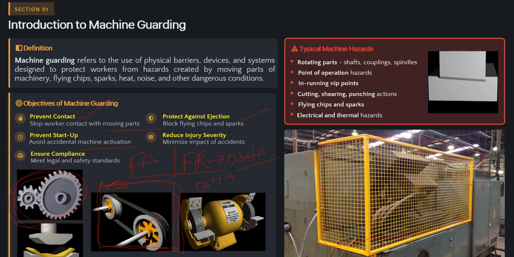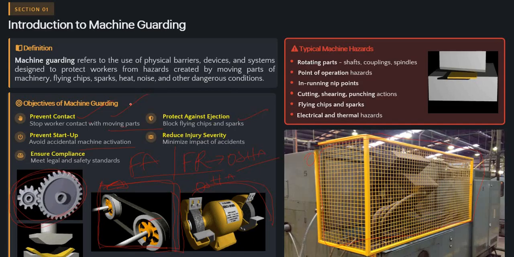And protecting against ejections. Ejection means, suppose a grinder is there, there is a chance of abrasive flares falling on us. To protect against that, we will put some kind of adjustable guards. And reduce the injury severity. Sometimes it will also reduce the injury severity. So for that reason we are using machine guarding. This is the key objective of machine guarding. And when it comes to the typical hazards, what are the machine-related hazards?